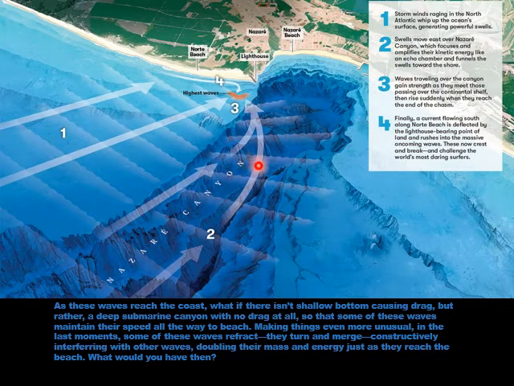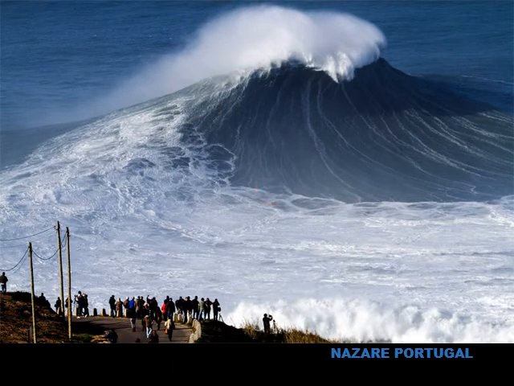In this particular setting, there's going to be one more unusual wrinkle, and that is that as these fast deep water waves exploit the deep water of this canyon, they're going to refract at the last moment and turn into shallow water, which is going to cause them to constructively interfere, to merge with other waves that are there, and that's going to sizably increase their mass and energy just before they reach the beach, just before they break. Well, in a situation like that, what would you have? You're going to have Nazaré, Portugal, because that's exactly what's going on just offshore in Nazaré.